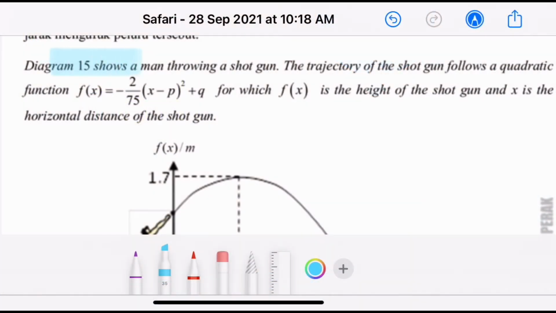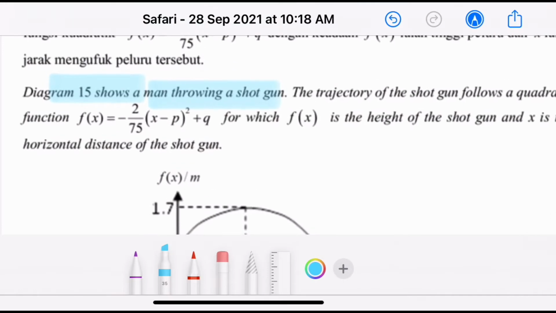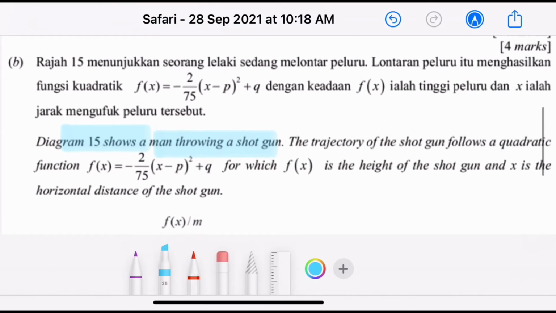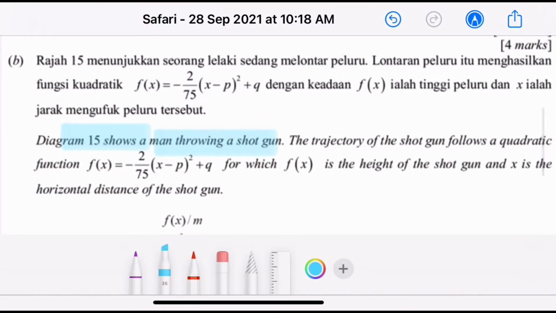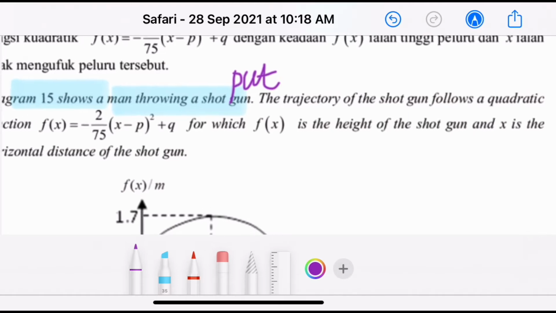Diagram 15 shows a man throwing a shot put. I think it's not shotgun, it's a shot put, P-U-T. The trajectory of the shot put follows a quadratic function.